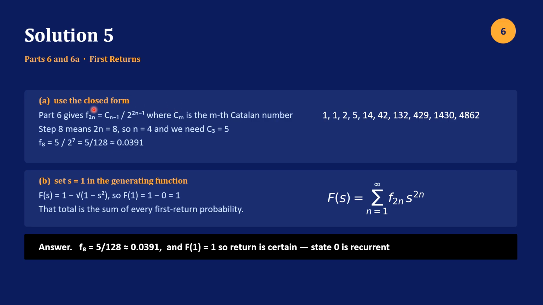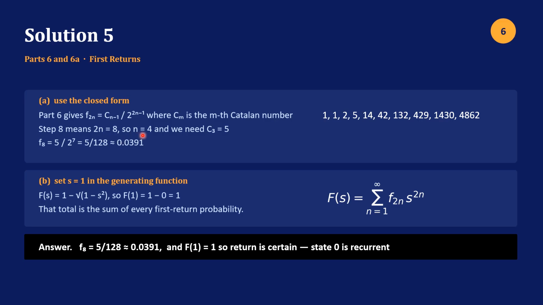We have a formula for the first question. It's f_2n equals this expression here, where c_m is the mth Catalan number, which I've listed here. You start from m equals 0, m equals 1, and so forth. So we have 2n equals 8, right? We wanted to check for 8 steps. And the reason this is 2n and not just n is because you can only return on an even number of steps. So that's why we derived the formula like this.